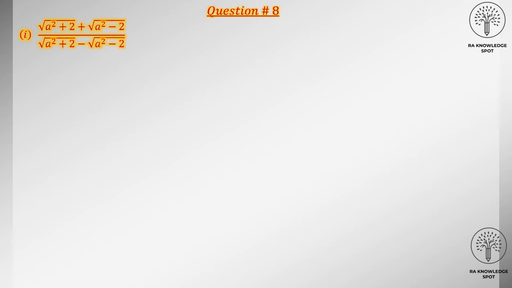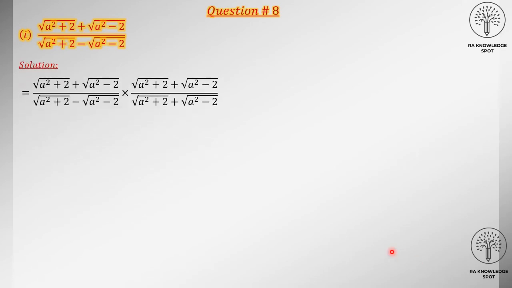Now this is 8. There are two parts of this question, and maybe you feel it is difficult, but it's not a difficult question. See carefully. This is quite complicated for students. Now see what is going to happen in this question. Just like in the previous question, we have to rationalize. The process is called rationalization. We don't want this square root in the denominator.